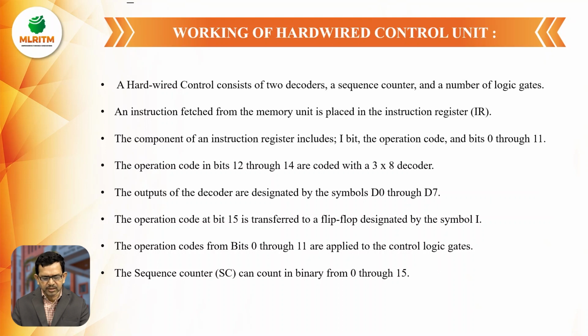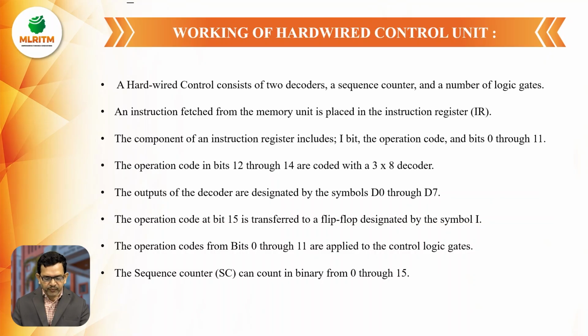Next, the components of an instruction register include the address bits, which are 0 to 11. The operation code bits will be from 12 to 14. As we discussed, the operation code occupies 12 to 14, meaning 3 bits. Next, the outputs of the decoder are designated by a symbol. If I am going to use a 3 by 8 decoder or a 4 by 16 decoder, the outputs are indicated as D0, D1, D2, D3, D4, D5, D6 and D7.